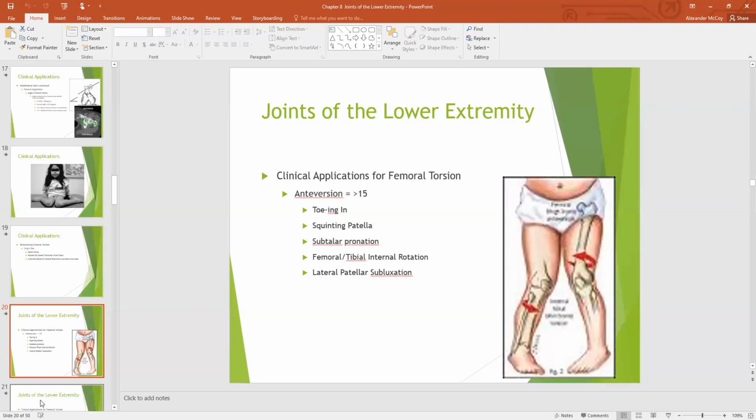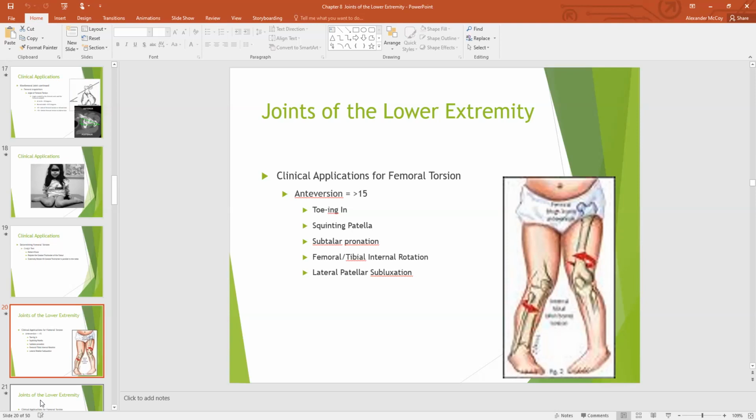So what does this all mean? Let's be honest. If you're not even thinking about going into this, this is something that you need to understand just due to the fact that it's going to affect somebody that you love, or maybe it affects you. If we have anteversion, this is going to be where it's greater than 15. We're going to see toeing in.